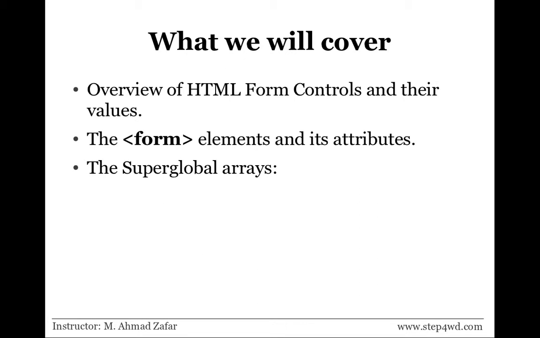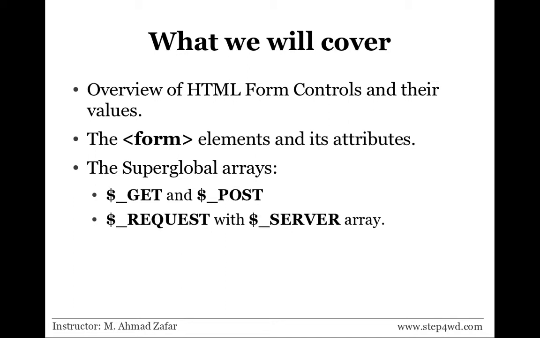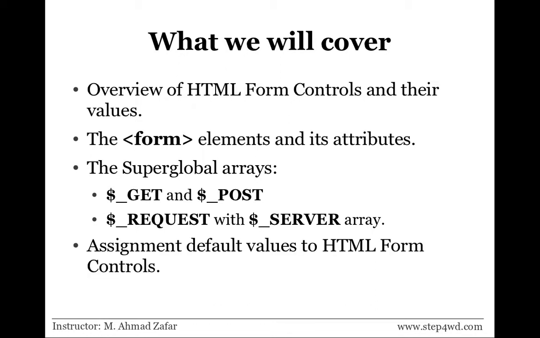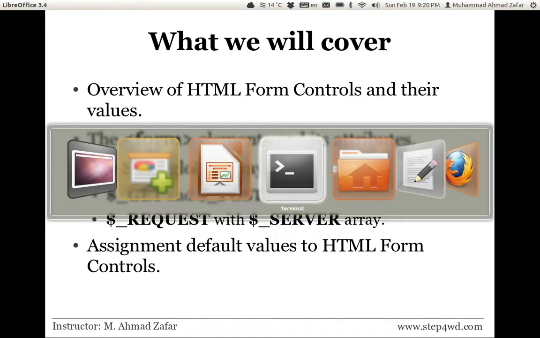Then we have already discussed the globals array and the get array. Now we are going to study some more superglobals, starting with revisiting get and its sister array, the post array. Then we will look at the request array and the underscore server array. And then at the end we will see how we can give default values to HTML form controls. So this is our agenda for this video.